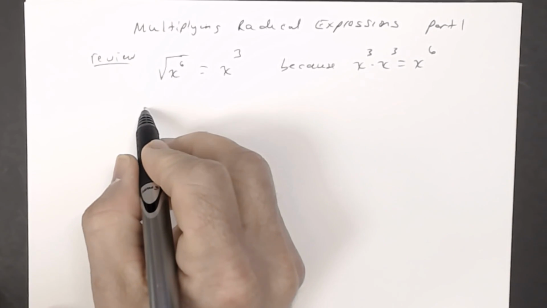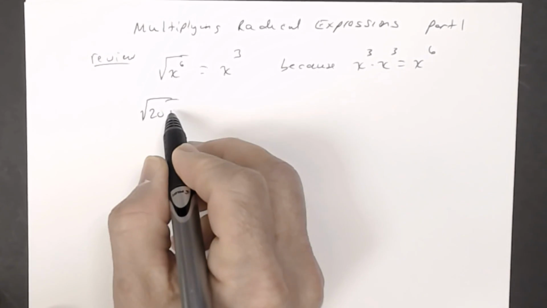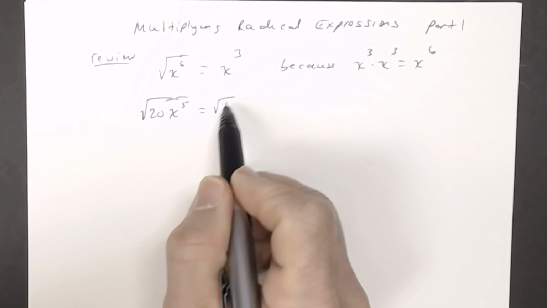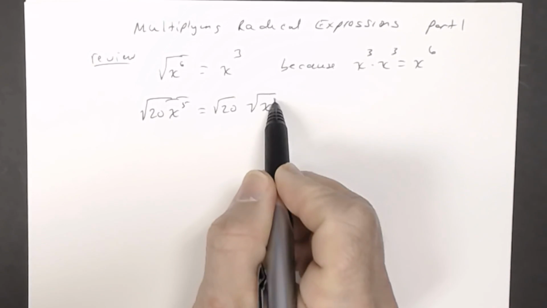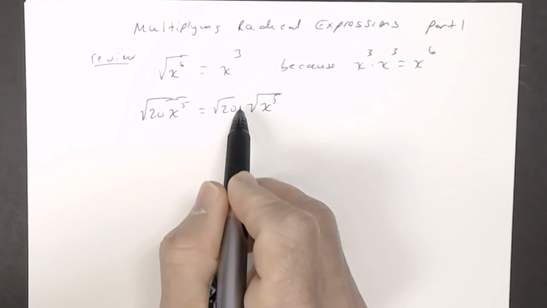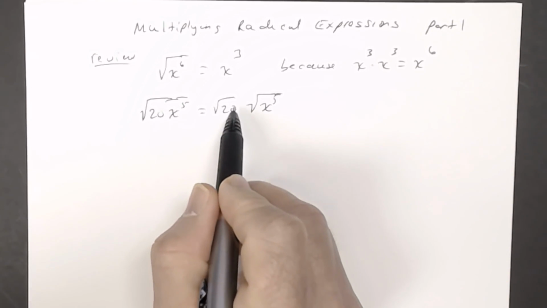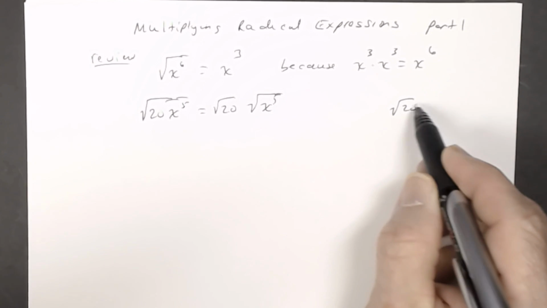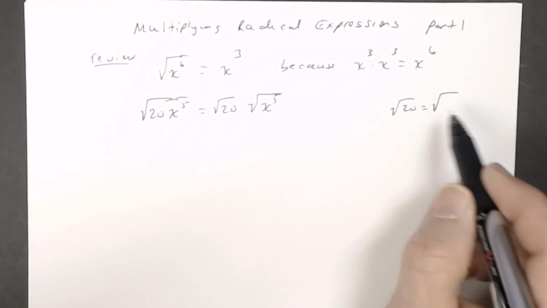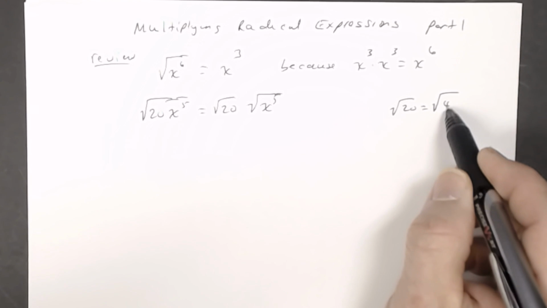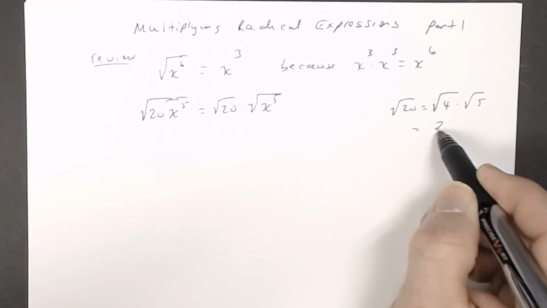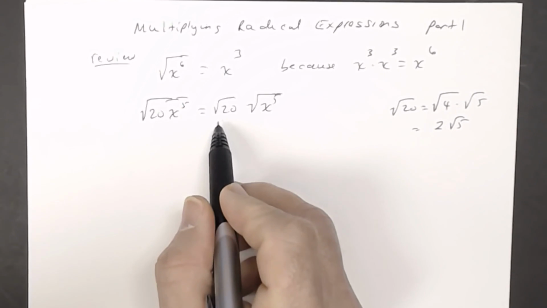So also remember when you did something like this, the square root of 20 x to the 5th power. What you did there was rewrite this as the square root of 20 times the square root of x to the 5th. Then you simplified the square root of 20. You asked yourself what perfect square goes into 20. Well, I know that 4 is the largest perfect square that goes into 20. So that's the square root of 4 times the square root of 5. The square root of 4 is 2, so you get 2 square root of 5. That was this right here, right?